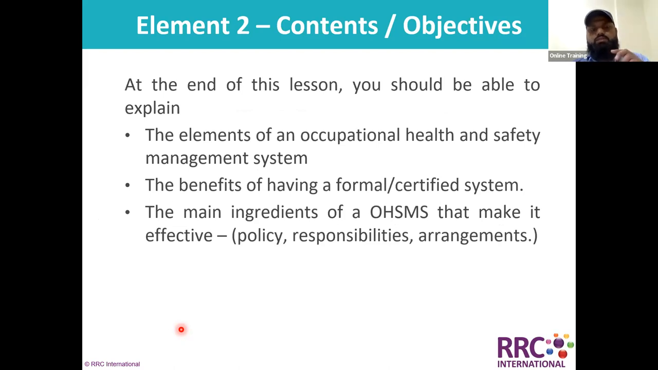In element two, what did we discuss? We discussed the health and safety management system. Do you remember where we started from? Policy. First, we had an overview of different systems, ILO and ISO, ILO OSH 2001. And then we discussed ISO 45001. Based on that, we discussed the policy. In policy, we set the targets in a general statement of intent: who will do what, how they are going to do it, meaning we were making arrangements. We were setting the policy, responsibilities, and arrangements.